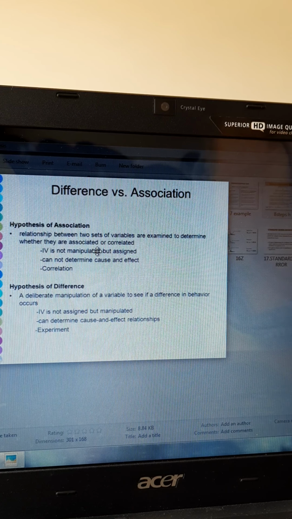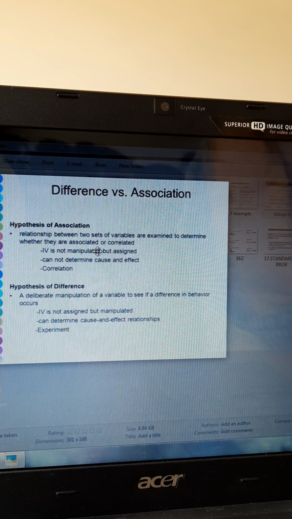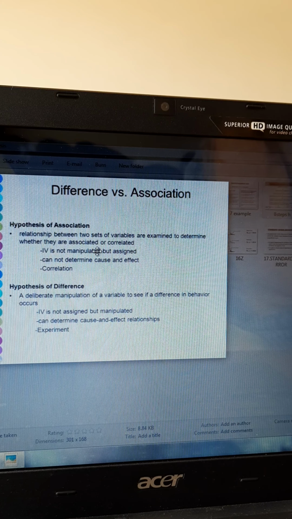Examples for association: there is a correlation between the age and body mass index. There is a correlation between the month of the year and the rainfall. So these are just viewing the trends.